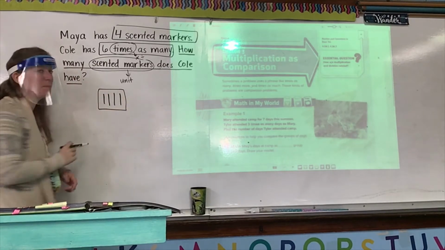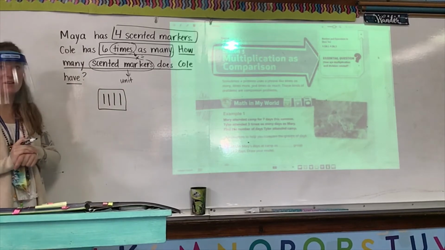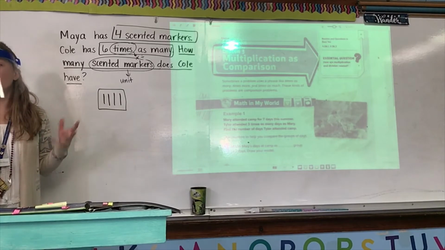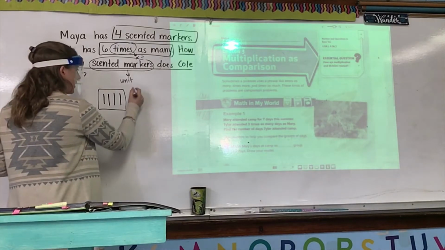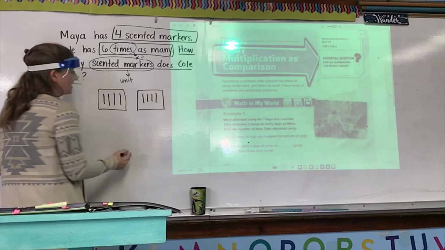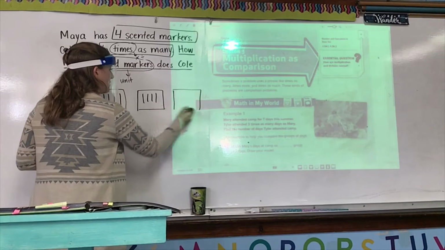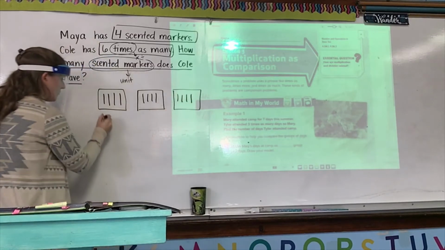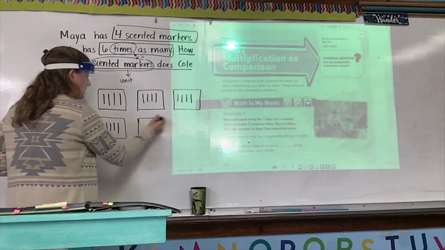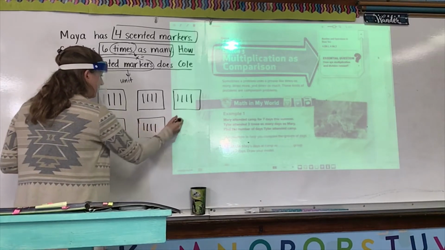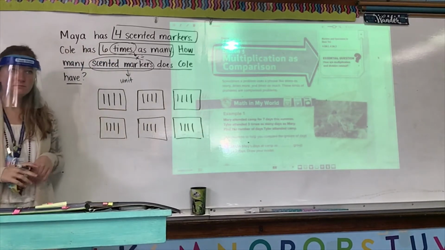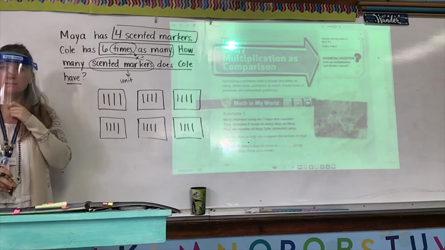So here's Maya's box. There's her crayon box or her marker box. Now if we repeat this 6 times, we'll get however many Cole has. So there's Maya's first one. 1, 2, 3, 4. A second one. 1, 2, 3, 4. A third one. 1, 2, 3, 4. A fourth one. 1, 2, 3, 4. A fifth one. 2, 3, 4. And a sixth one. Now Maya just has 1.